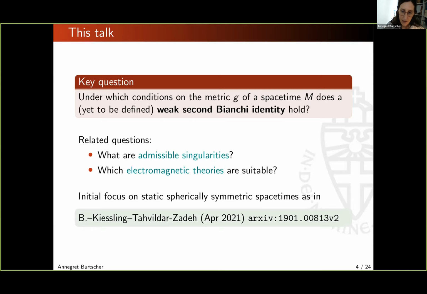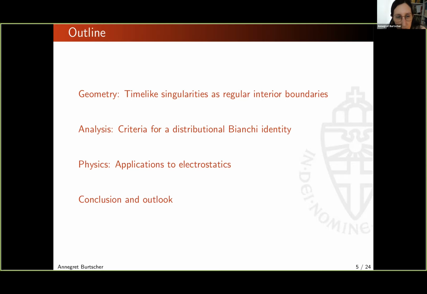And initially, we have studied this for static spherically symmetric spacetimes with a single time-like singularity in the center. We initiated this earlier, but we have a recent preprint from April, and I'm going to present the results about this now. So the outline of my talk is as follows. I'm essentially addressing all these three points that I mentioned before. I first want to talk about viewing these time-like singularities as regular inner boundaries of a space-time, and then I will talk about deriving a distributional Bianchi identity and establishing criteria for when it holds. And then I'll give some applications to electrostatics.